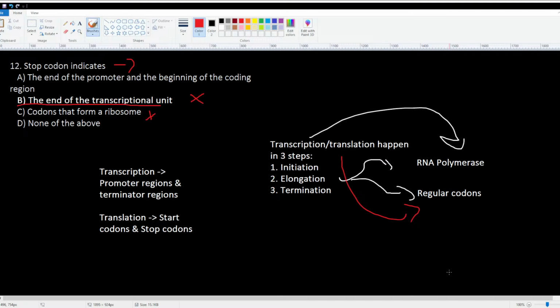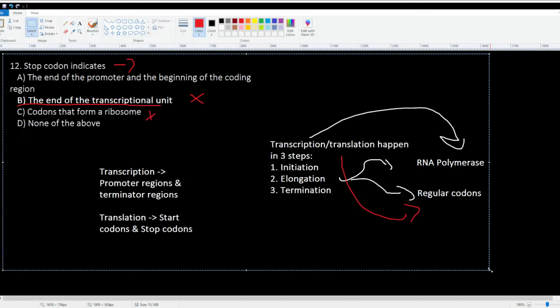Right. So that's just some of the processes that you should know. Just know that the stop codon indicates the end of translation, not transcription. So the answer will be D.